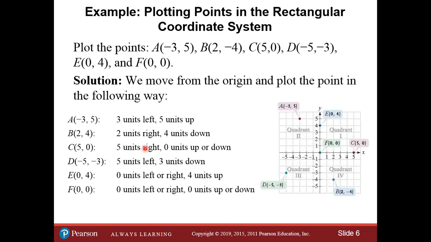And then (5, 0) means that, hey, you're not moving anywhere in the y direction. So you're just moving to the right 5 units. And so there it is. And then you have these, and so on and so forth. So you can see how these are plotted.